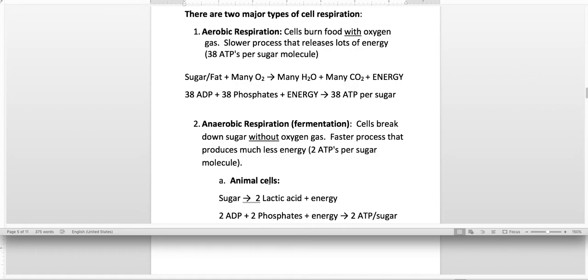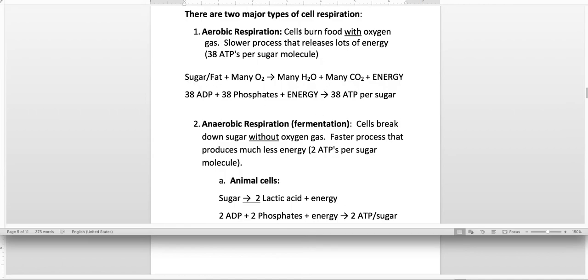So for example, in animal cells and also in human cells, when human and animal cells are forced to do anaerobic respiration, they break down sugar to something called lactic acid. So it's not broken down to water and CO2, it's broken down to lactic acid. This does produce a little bit of energy, but not nearly as much as aerobic respiration does. Only about 2 ATPs worth of energy per sugar. Compare that to the 38 ATPs per sugar you get from aerobic respiration of sugar.